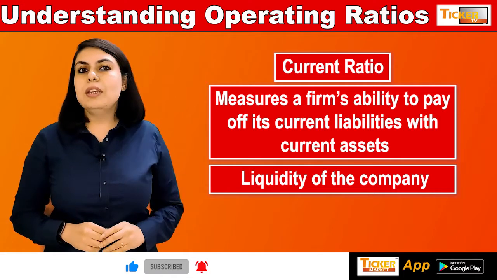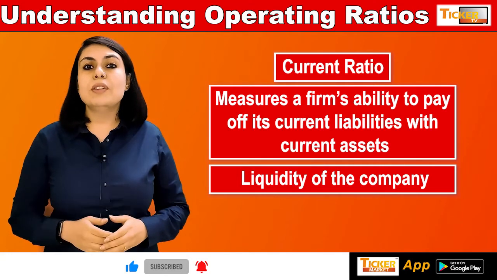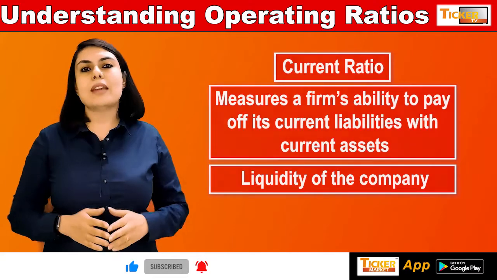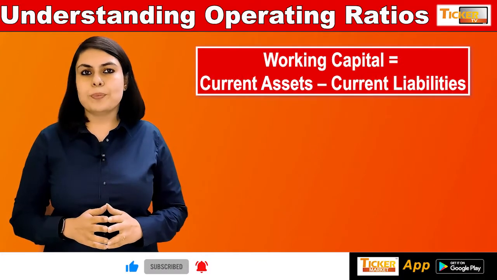The faster the company can convert these assets into cash, the more likely the company will have the cash in time to pay its debt. The following formula can be taken to calculate this ratio.